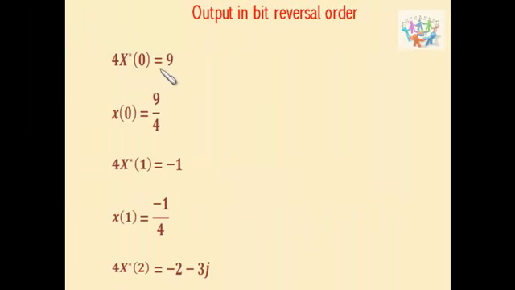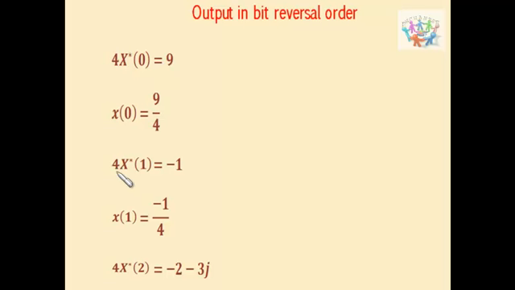Now in order to find the output, we have to take n into x star of k. This n is nothing but the number of input sequences, so it is 4. So 4 into x star of 0 is equal to 9. These values are nothing but the output of stage 2. So x of 0 will be 9 by 4.